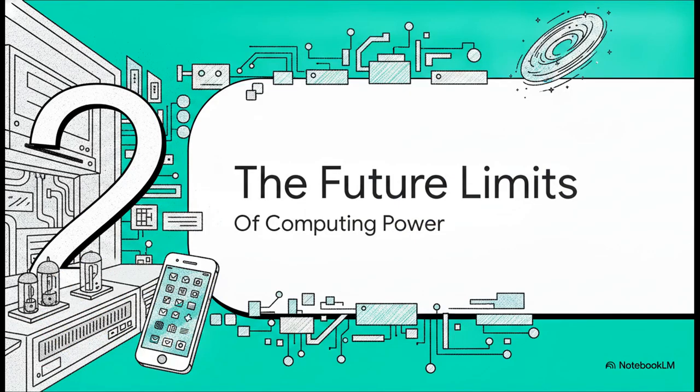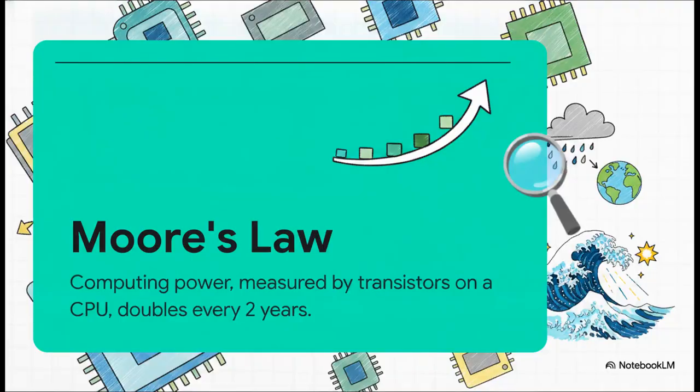Section 2. The future limits of computing. Since those early World War II days, we've obviously come an unimaginably long way. We've gone from massive, room-sized machines to the smartphones currently sitting in our pockets. But that brings us to a really fascinating frontier. Where do the absolute physical limits of our computing power actually lie?